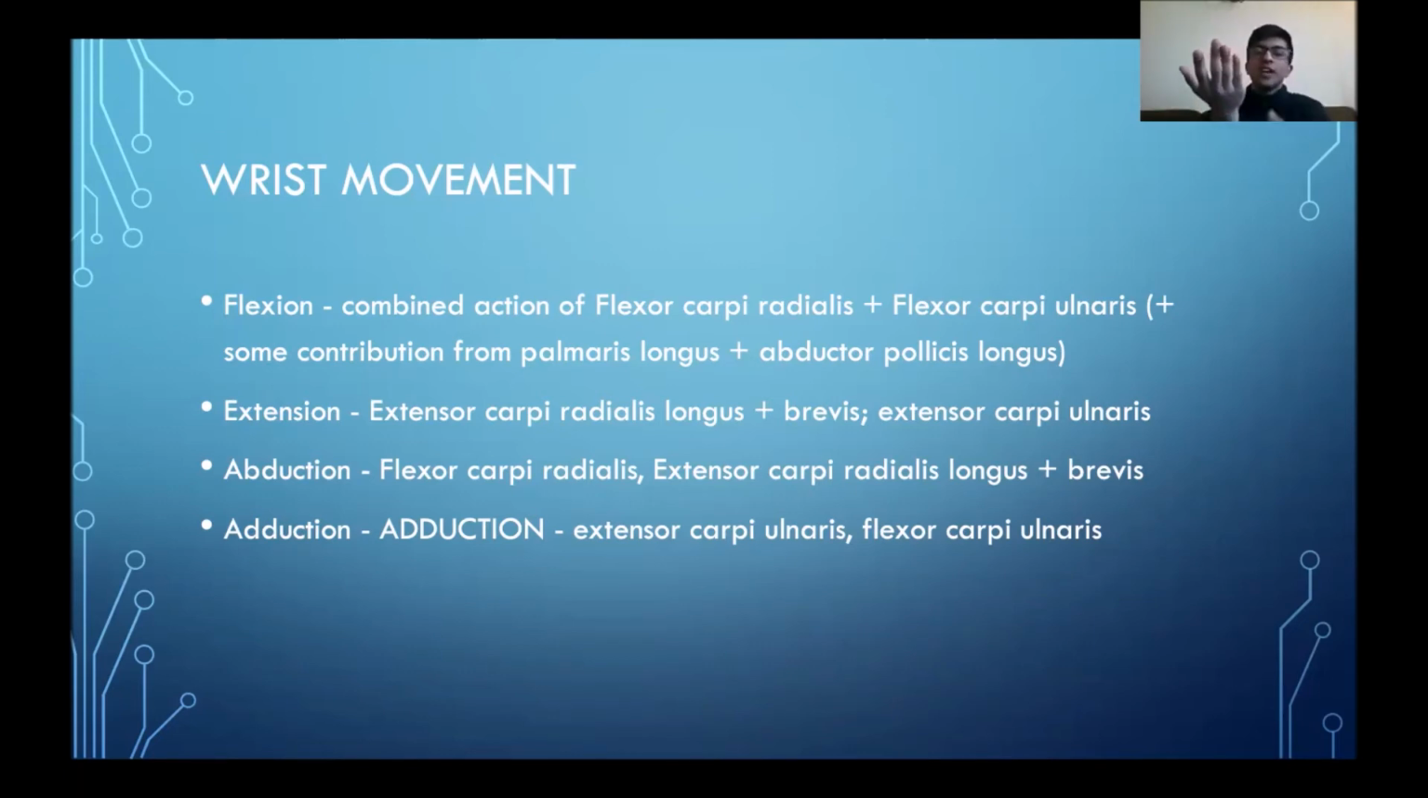Flexor carpi radialis, extensor carpi radialis longus and brevis. They're both on the radius side. So if they both contract, your wrist is going to abduct that way. Similarly, if you have the ulnaris side muscles contract, you're going to have adduction. So extensor carpi ulnaris, flexor carpi ulnaris, adduction.